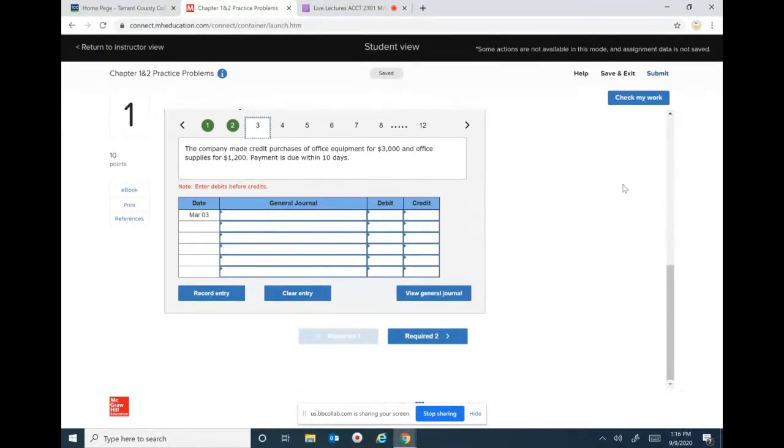So we already talked about the difference between office equipment and office supplies. One is a current asset. The other one is a long-term asset. If the company makes a credit purchase, we know that this is accounts payable because the payment is due within 10 days. So can you guys help me out here? What am I debiting and crediting? You can unmute yourself and walk me through. What's the first thing that I'm going to debit?